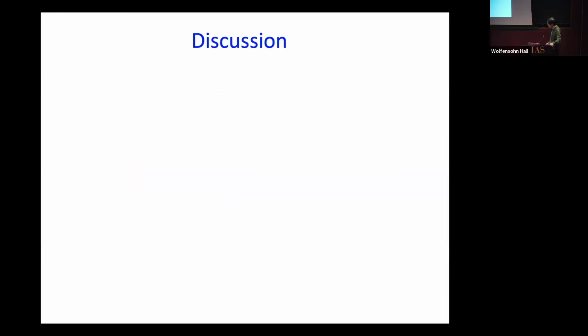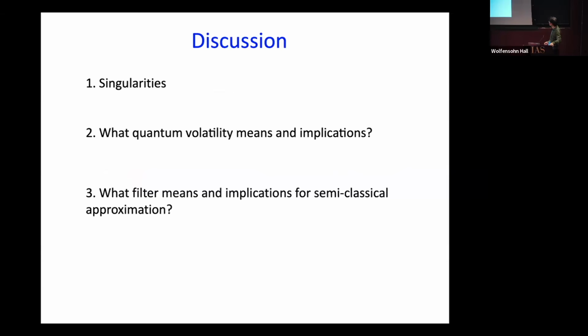Okay, so let me just conclude by mentioning 3 things. So all this black hole and the closed universe, they all involve singularities. So maybe singularities also have to do with erratic behavior. And also, how should we understand this quantum volatile behavior, even for the AdS part of the AdS square cosmology? Okay, so that's weird, because normally we would think the AdS part would be highly regular. And also what this filter means and its implications for quantum gravity.